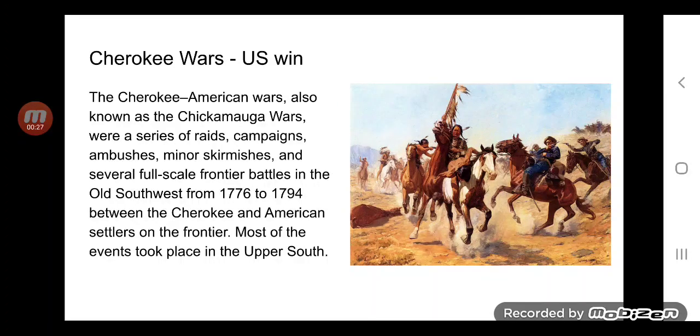The Cherokee Wars, U.S. win. The Cherokee-American Wars, also known as the Chickamauga Wars, were a series of raids, campaigns, ambushes, minor skirmishes, and several full-scale frontier battles in the Old Southwest from 1776 to 1794, between the Cherokee and American settlers on the frontier. Most of the events took place in the Upper South.